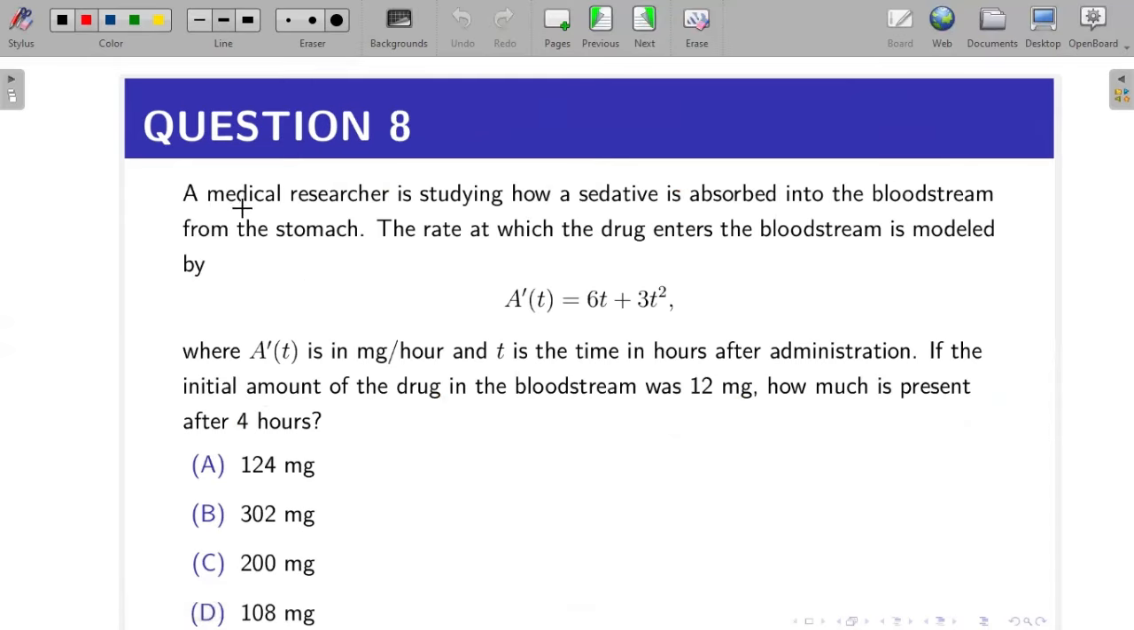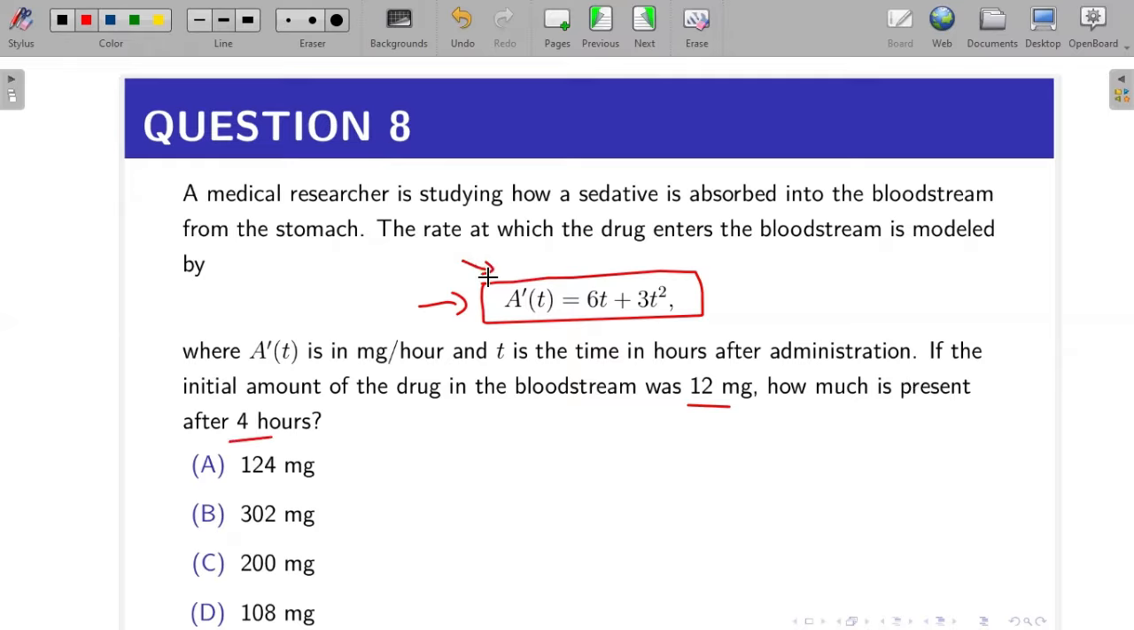Question number 8, they're saying a medical researcher is studying how a sedative is absorbed into the bloodstream from the stomach. The rate at which the drug enters the bloodstream is modeled by this equation here, where A prime of t is in milligrams per hour, and t is the time in hours after the administration of the drug. If the initial amount of the drug in the bloodstream was 12 milligrams, how much is present after 4 hours?